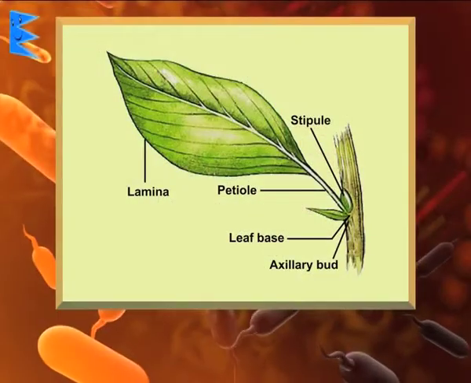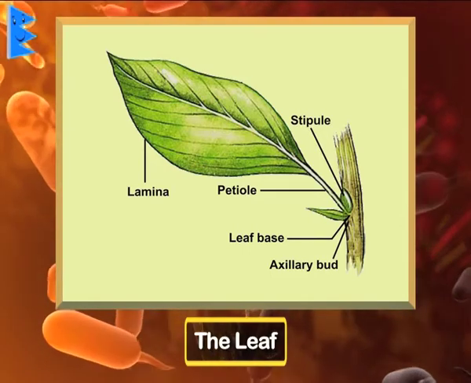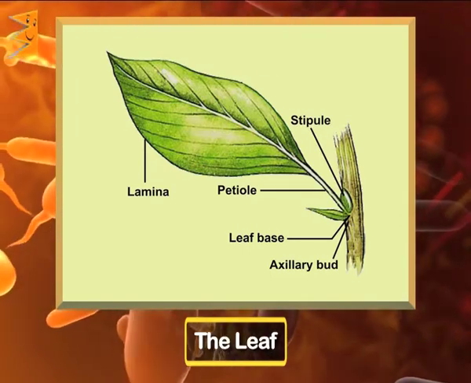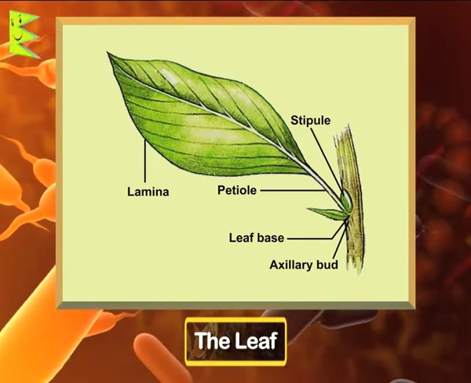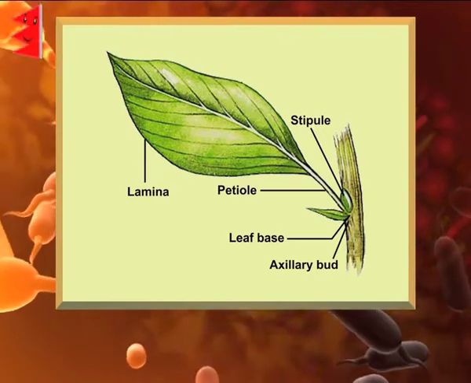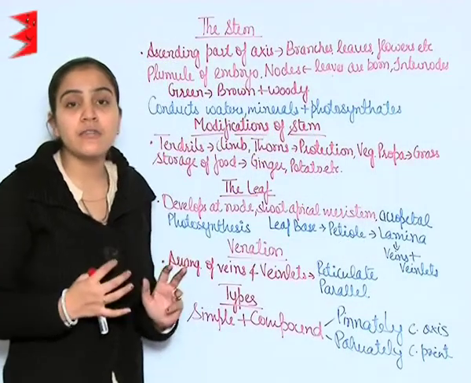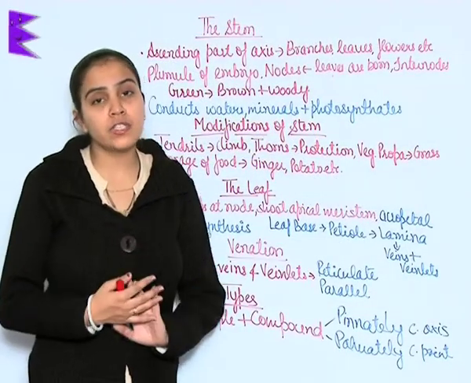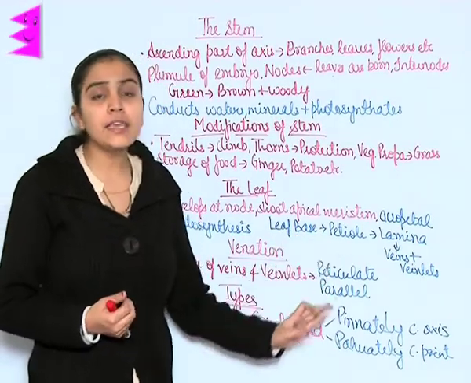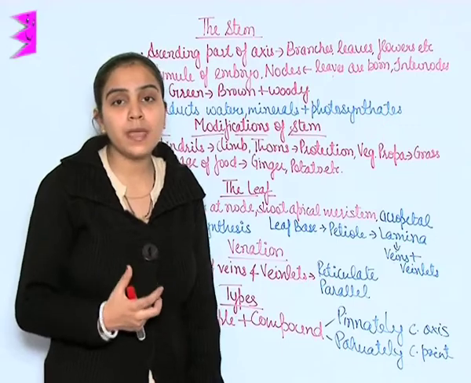The leaf. It develops at the node. It develops from the shoot apical meristem and is arranged in an acropetal manner. It is the main vegetative organ responsible for photosynthesis. The leaf has three main parts.